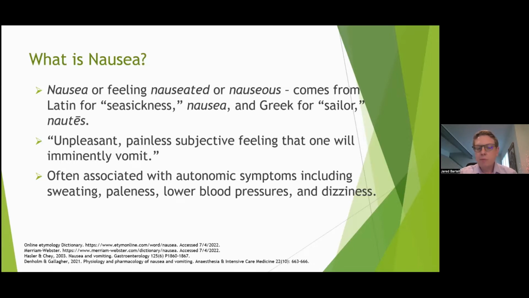It's often associated with other symptoms that can be attributed to involvement of the autonomic nervous system, so the fight or flight system, including sweating, feeling pale, having lower blood pressure, and dizziness. These are all common accompaniments with nausea by itself. It can also co-occur with headaches, of course.